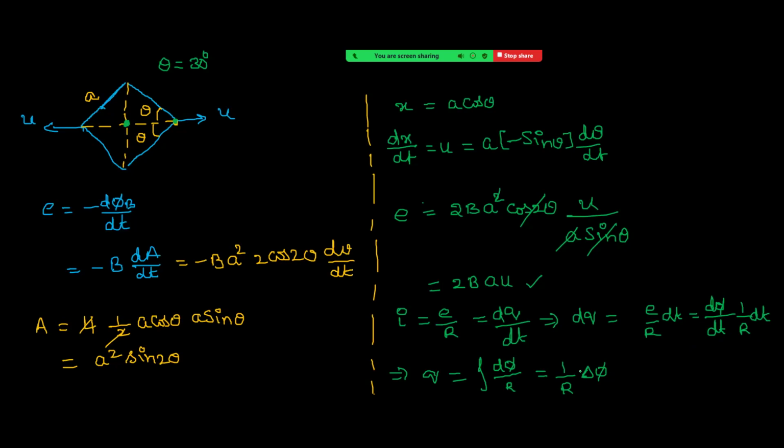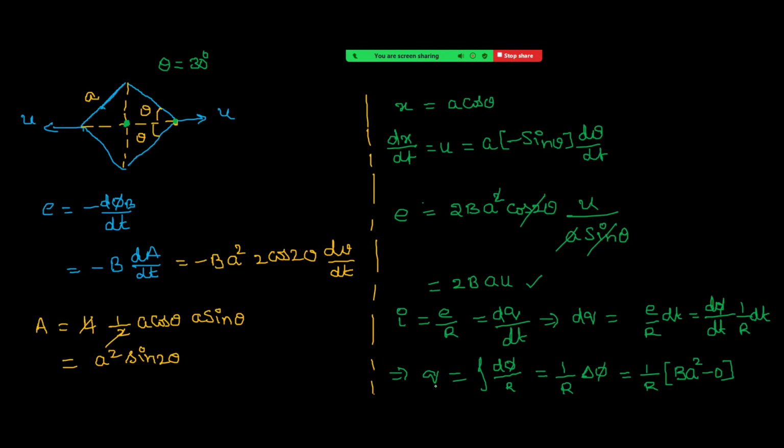Okay. Now you can see here, he's asking by the time the square is deformed into a straight line. When this becomes a straight line, area becomes 0. And initial area is a square. Therefore, this is equal to 1 by R, initial area a square, final area 0. So change in flux upon resistance gives charge.